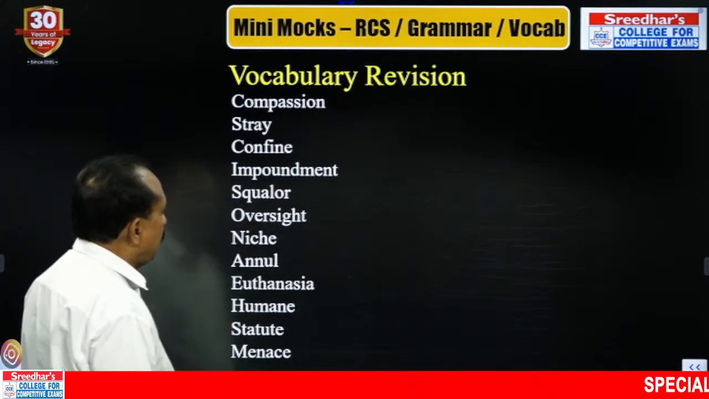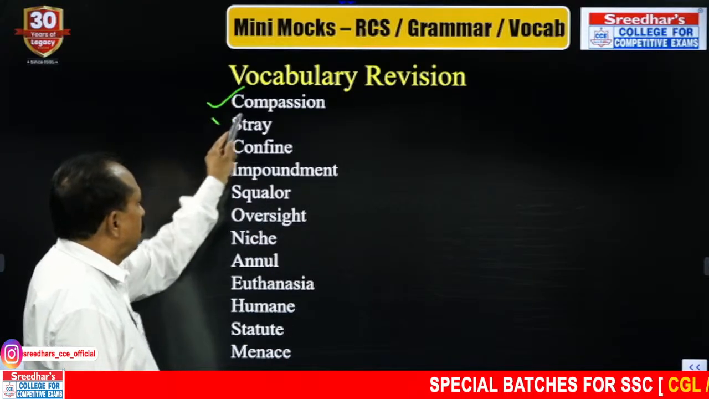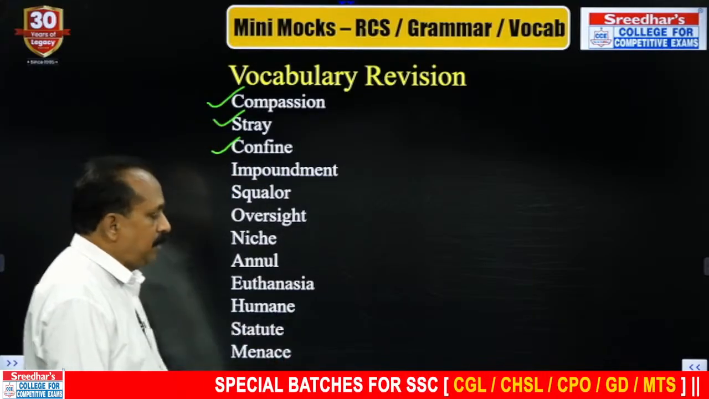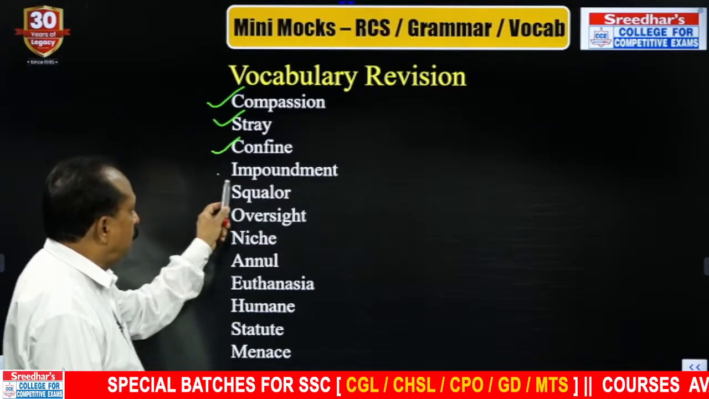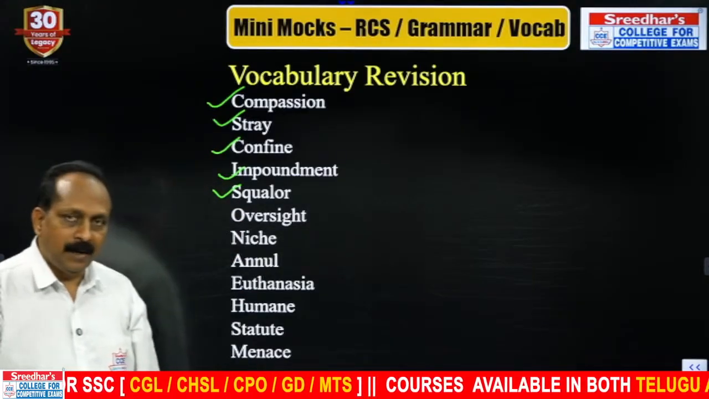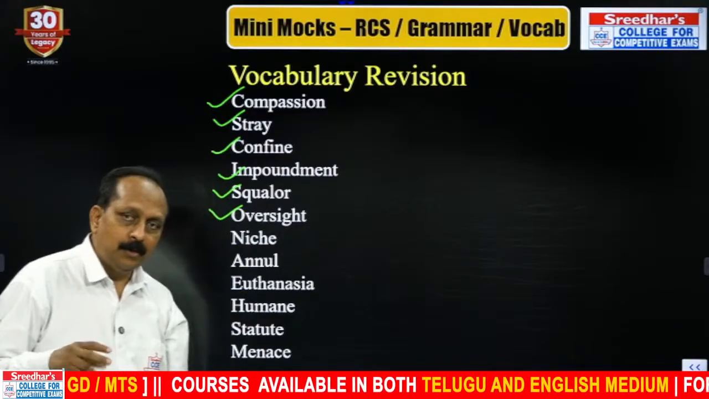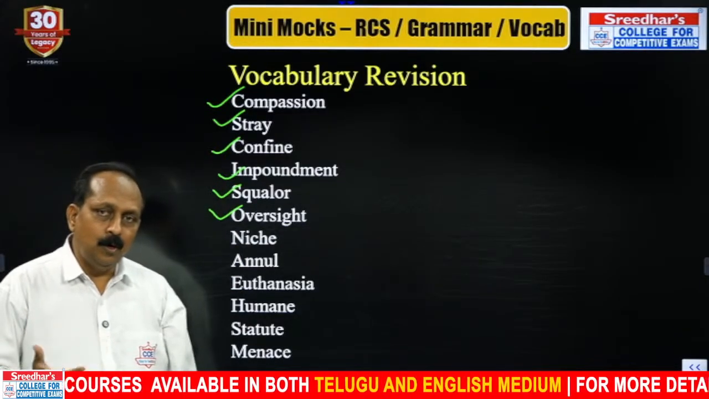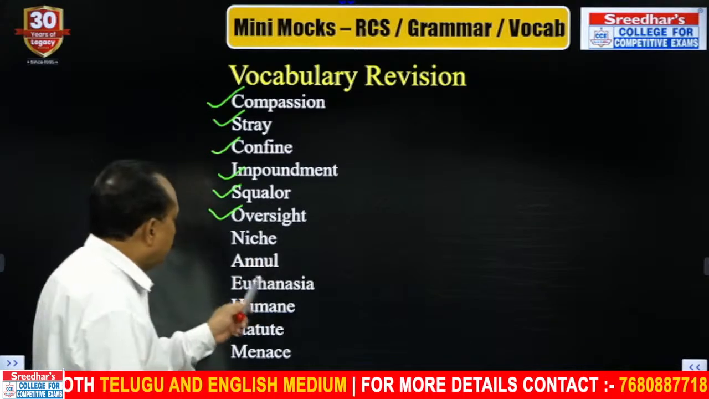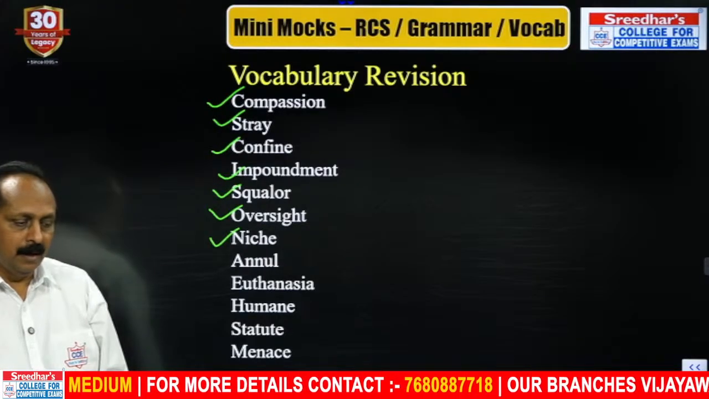These are the words you got yesterday. Compassion means what? Kindness. Stray means street. Stray dogs, stray children, street children. Confine means restrict. Impoundment also means the same, restrict or confine. Squalor, a place which is very dirty, not maintained properly. Oversight could be positive, could be negative. Oversight, overlook, negative. Oversight, carefully observe something, positive. Niche, a specific segment, a specific habitat.